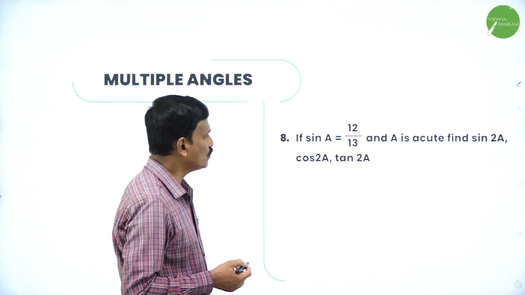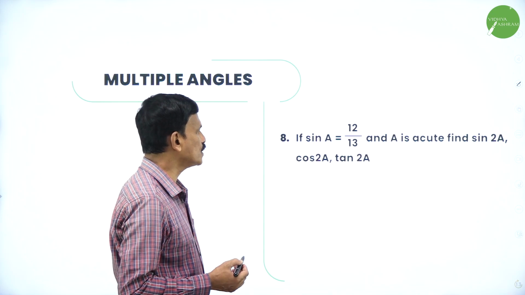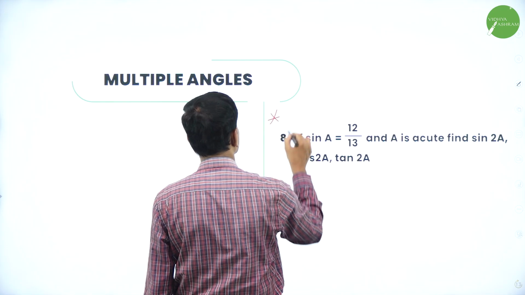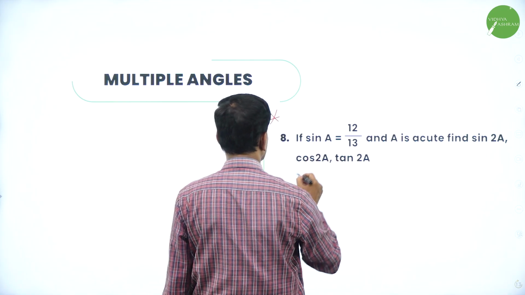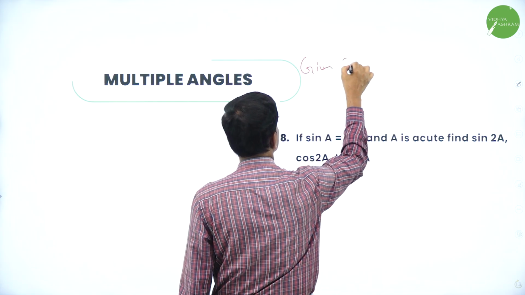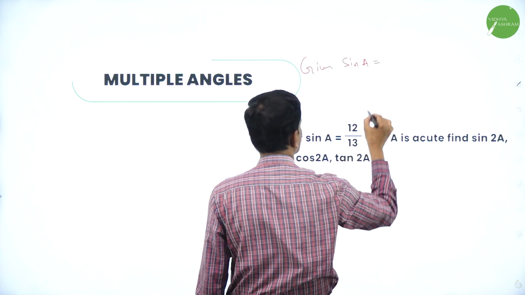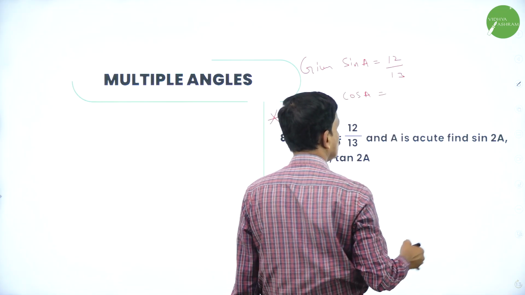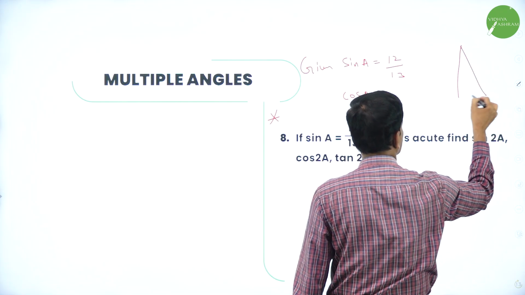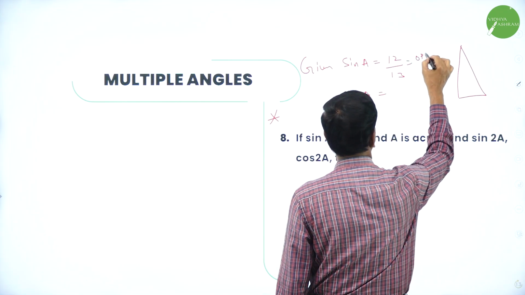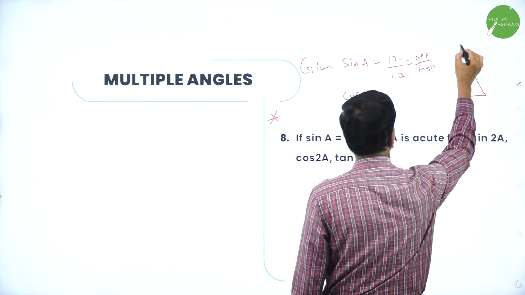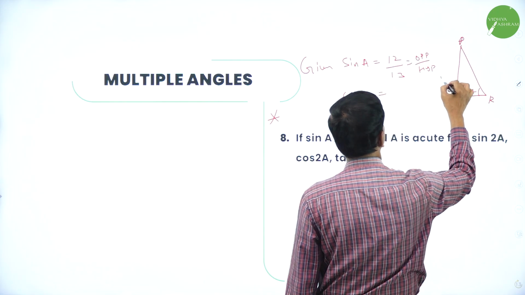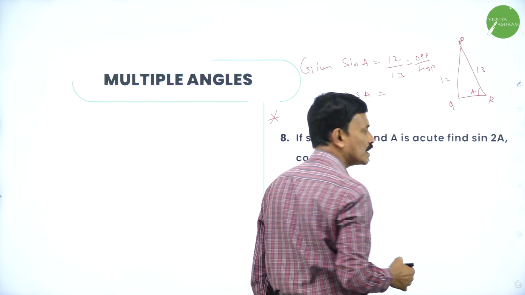If sin A is equal to 12 by 13 and A is an acute angle, find sin 2A, cos 2A and tan 2A. This is also an important problem for 2 marks. Now, what is given? Sin A is equal to 12 by 13. Find out cos A. What is sin theta? Sin theta is nothing but opposite by hypotenuse. Suppose this is triangle PQR and this is angle A, then sin A is equal to 12 by 13, where opposite is 12 and hypotenuse is 13.